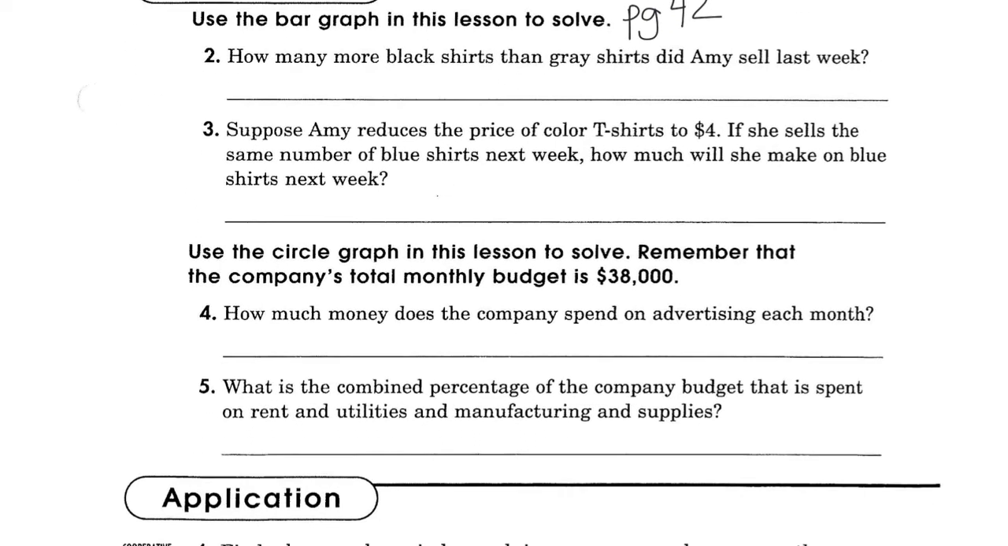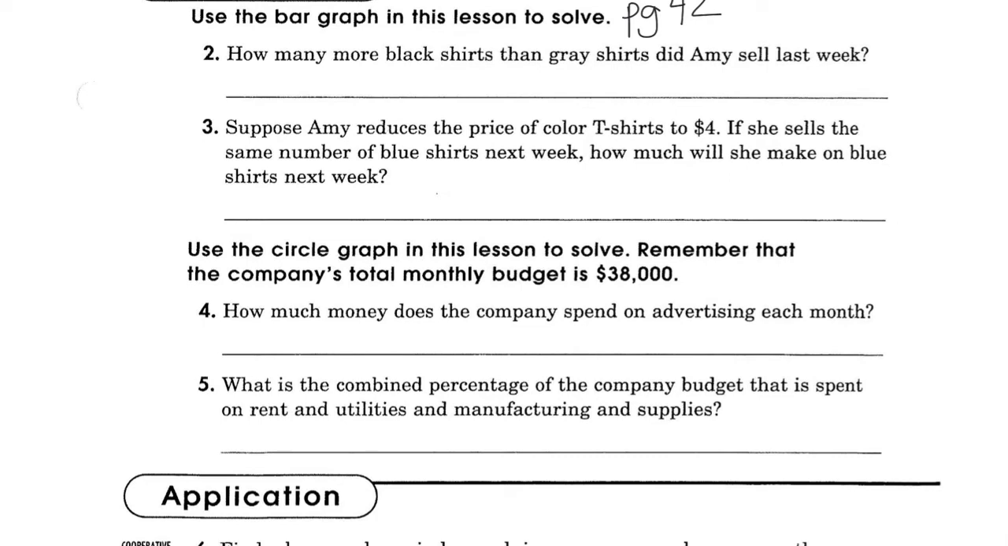Down below it says, use the circle graph in this lesson to solve. Remember that the company's total monthly budget is $38,000. How much money does the company spend on advertising each month? So you know their budget is $38,000, and then you have to multiply it by whatever percent it is for advertising, and then you get an answer in dollars.